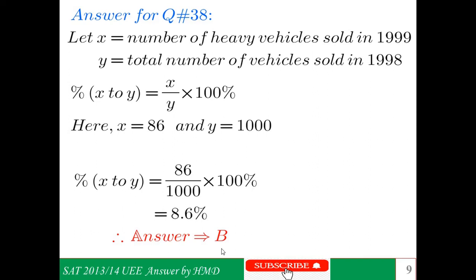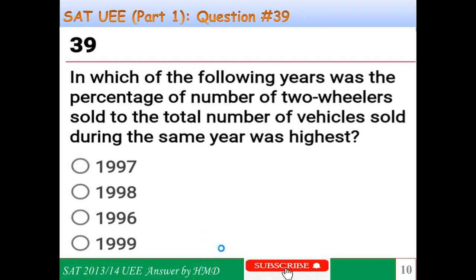Let's get started again. The next question is question number 39. In question number 39, we will see in detail. It says, in which one of the following years was the percentage of number of two-wheelers sold to the total number of vehicles sold during the same year the highest? A, in 1997; B, in 1998; C, in 1996; D, in 1999.